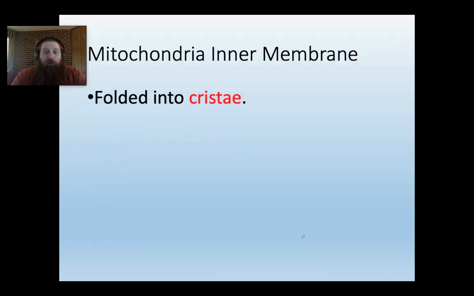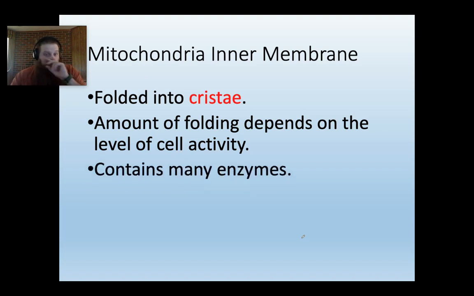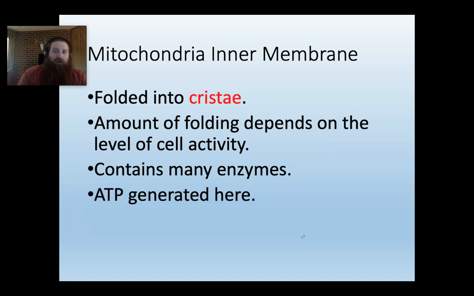The inner membrane is folded into cristae. That's what those folds are called. If you have a lot of folding, the cell is probably very active. If you don't have a lot of folding, the cell is probably not active. There are lots of enzymes, lots of proteins inside those membranes. And this is where we make ATP. ATP is the energy molecule of the cell, so it's very important that we know where that's made. That's why the mitochondria is called the powerhouse.